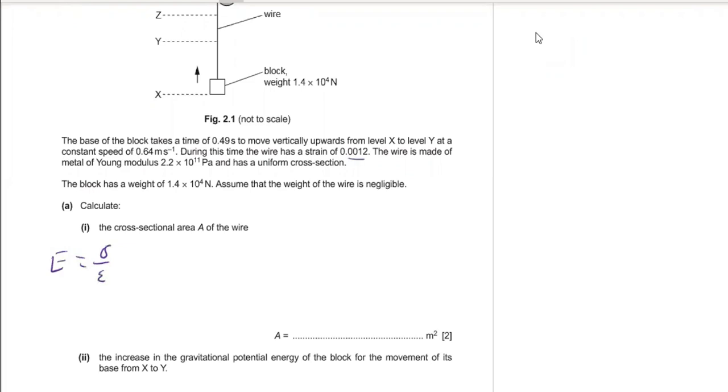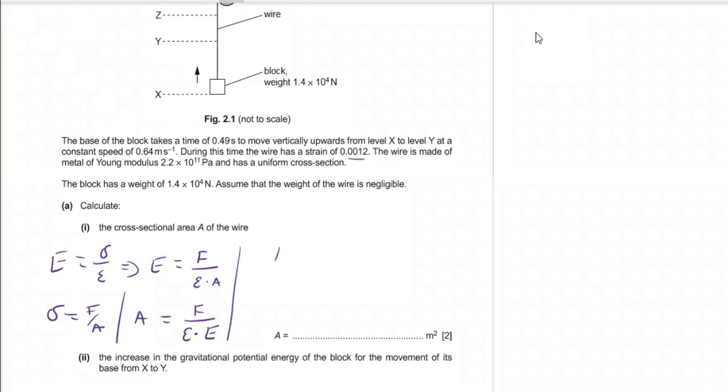We have been given strain, we are looking for A, but you know very well that stress is given by force per unit area. So therefore from here, we have Young modulus given by F over strain times cross-sectional area. And because we're looking for cross-sectional area, A is given by F over strain times the Young modulus. And so we just do the substitution. So therefore A is equal to the force, which is the weight, that is 1.4.